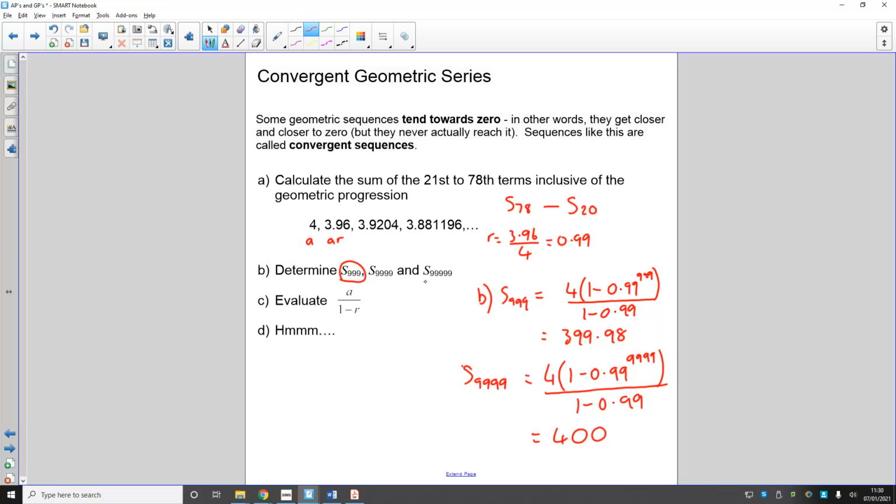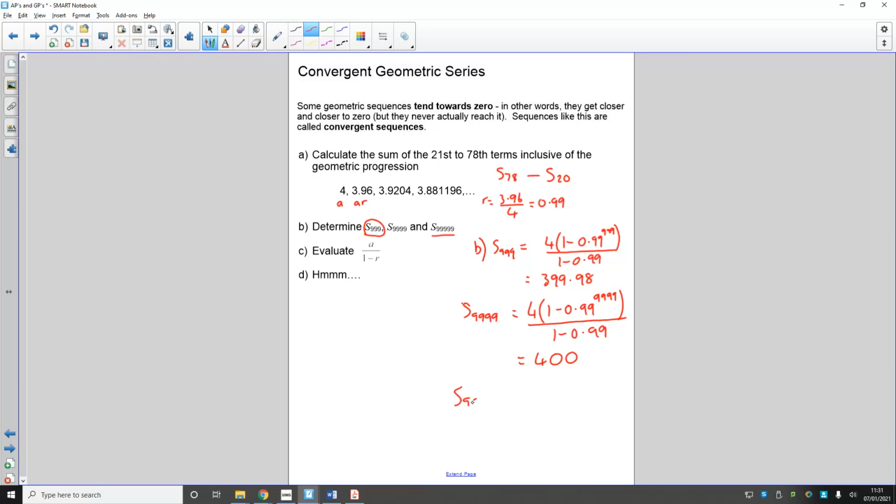And if we then go on to this final one here, again, just arrowing back in. I'm not going to write out the full formula for us this time, but if we type that in on our calculators, again, it's 400. This doesn't change.